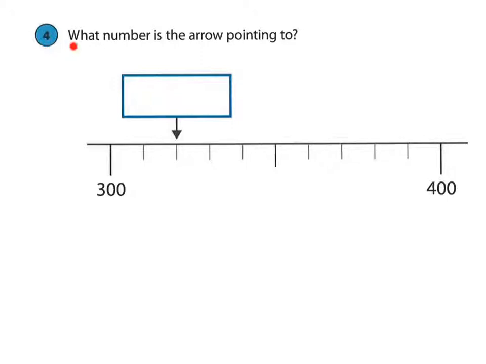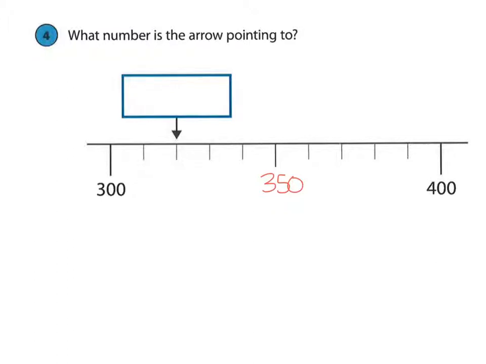Question 4. What number is the arrow pointing to? Okay, on our number line we can see we have 300 and 400. We need to work out what each of these lines is worth. If I go to the halfway point, I know that halfway between 300 and 400 is 350. That makes it easier to see that each one of these lines is going to be worth 10.